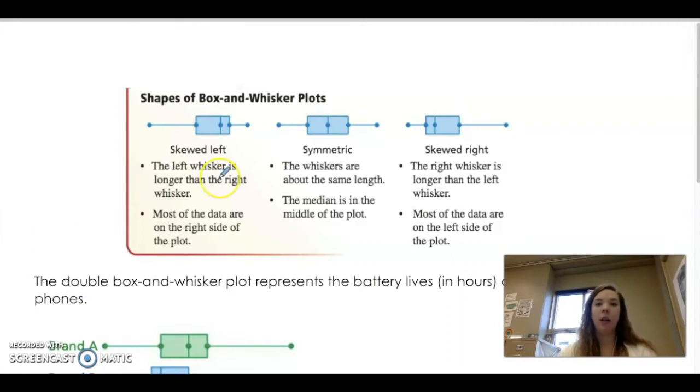If you turn, shapes of box and whiskers. So we talked about this a little bit. Symmetric means that your whiskers have to be the same length. Your median's right in the middle. Skewed left means you have a longer left whisker, more data on the left. Skewed right means you have a longer right whisker, more skewed on the right.